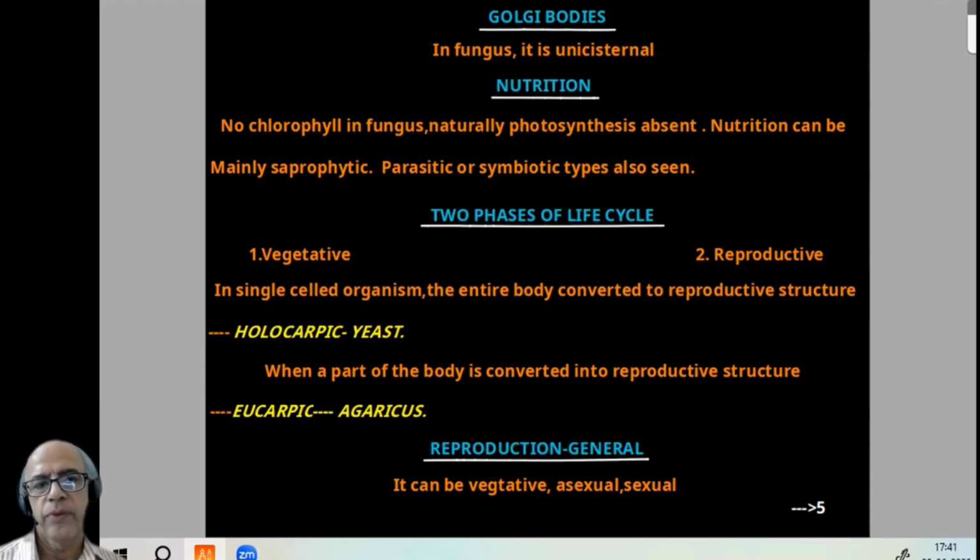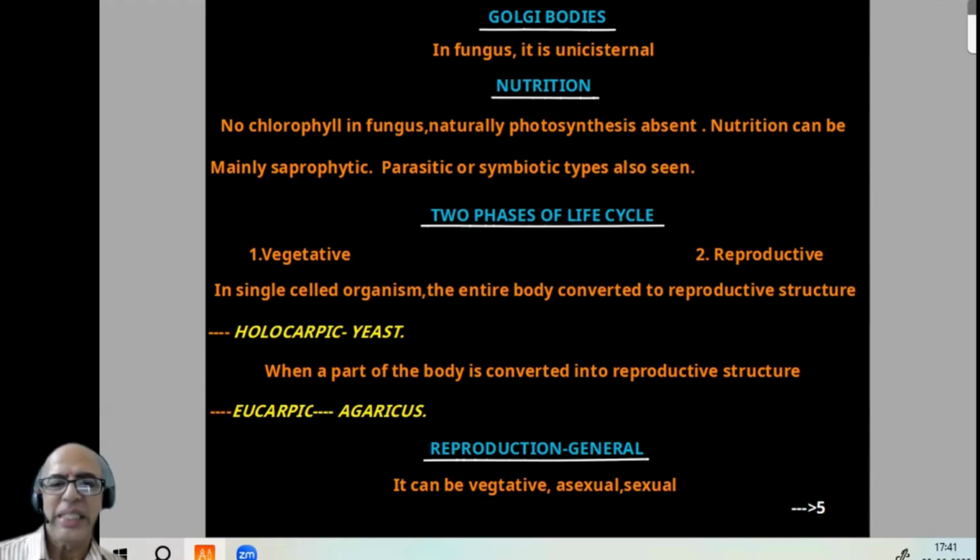Now, two phases of the life cycle, not cell cycle: one is vegetative, one is reproductive. Now we are taking a single-celled organism. In a single-celled organism, there is only a single cell, so this entire cell will be converted into a reproductive structure. The term used for it is holocarpic. Holo means complete. A typical example is yeast. In multicellular fungi, only a part of the body is converted to a reproductive structure. Then it is called eucarpic, as in the case of Agaricus, mushrooms.